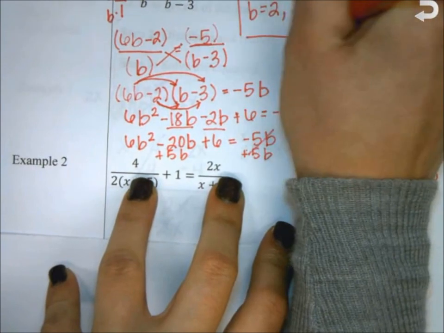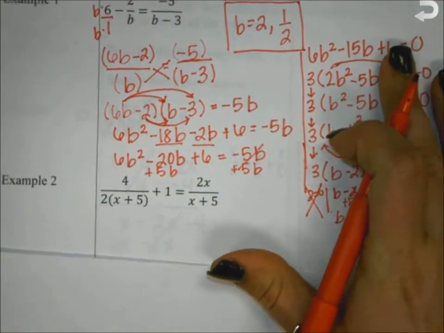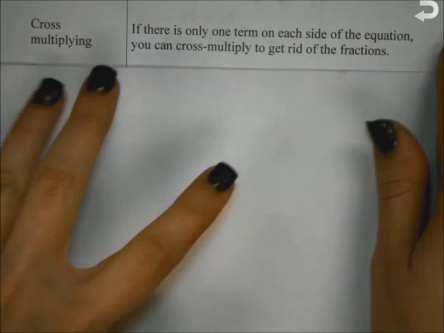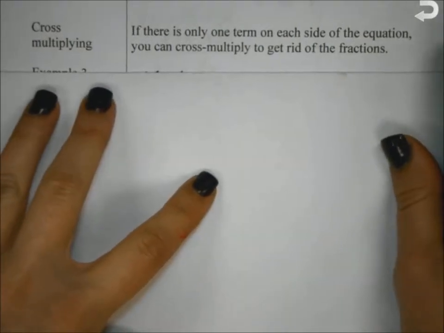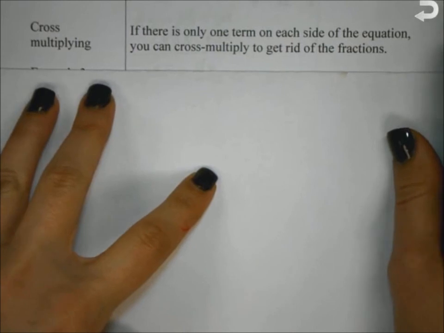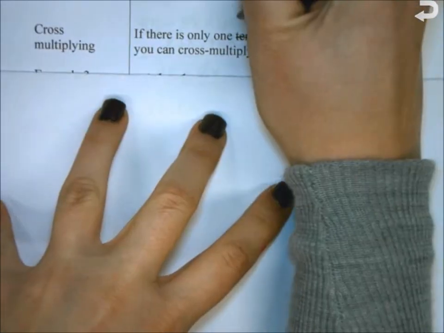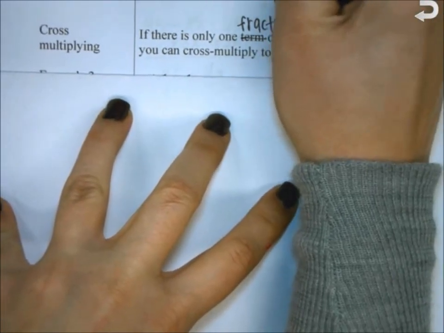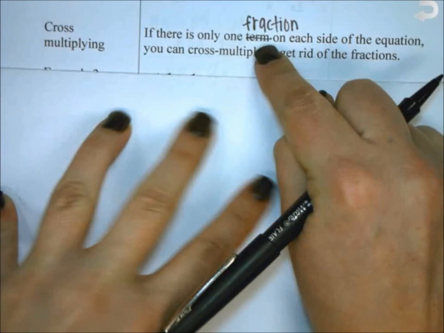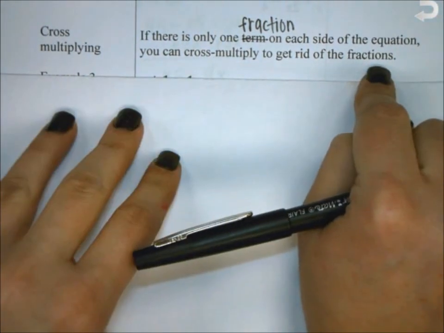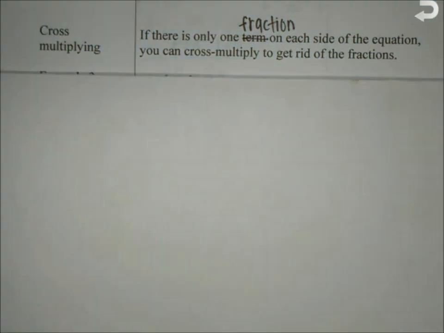Ellen asked a good question. Can I always cross multiply? The answer is yes, as long as there is only one term, and I wrote term, but let's actually change it to fraction. As long as there is only one fraction on each side of the equation, you can cross multiply to get rid of them. Okay? So as long as you can get it so that there's just one fraction, you can cross multiply.